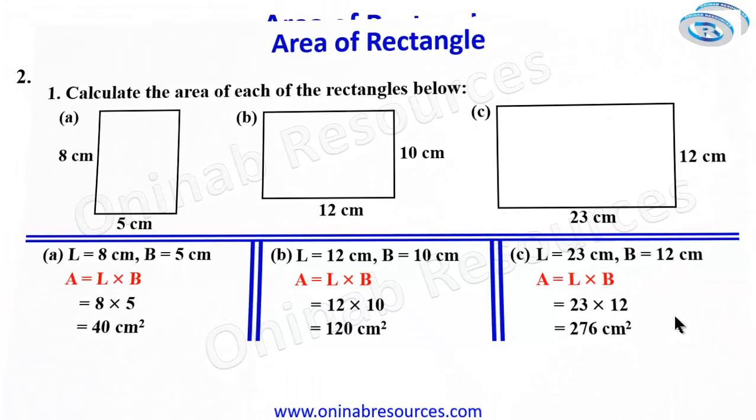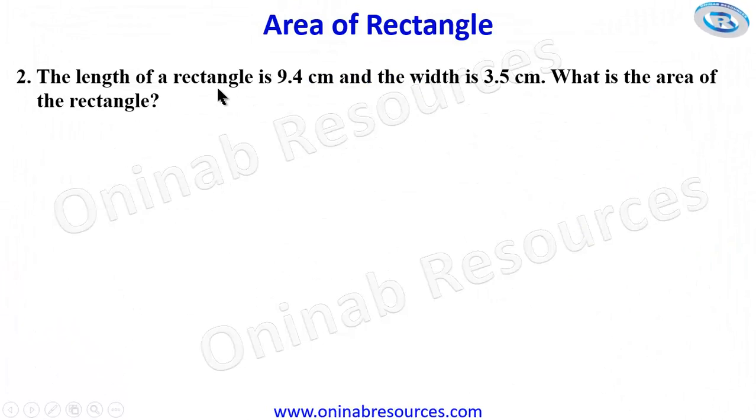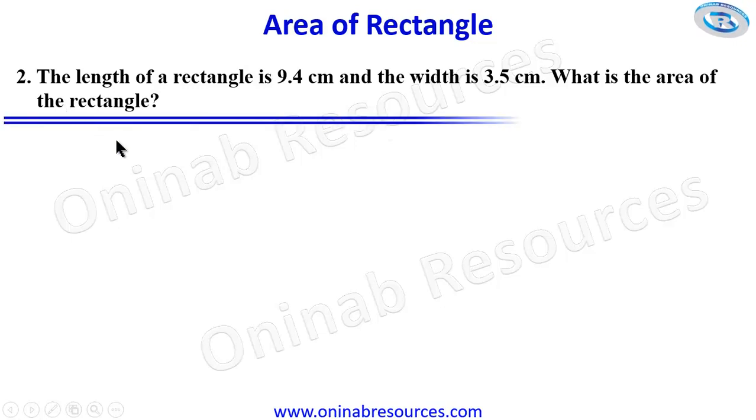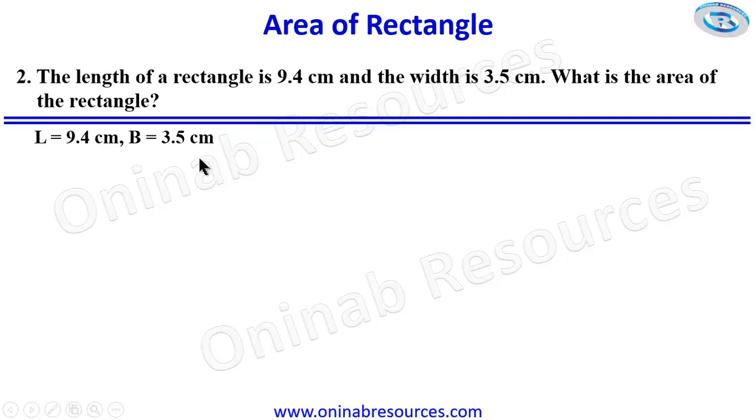We then go to problem 2. For problem 2, the length of a rectangle is 9.4 centimeters and the width is 3.5 centimeters. What is the area of the rectangle? So finding the solution to this problem, we have our length to be 9.4 centimeters. The breadth, which is also known as the width, is 3.5 centimeters. So finding the area by multiplying the length by the breadth, we're going to have 9.4 times 3.5.